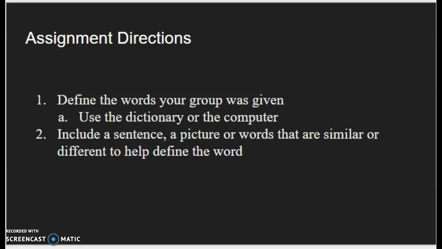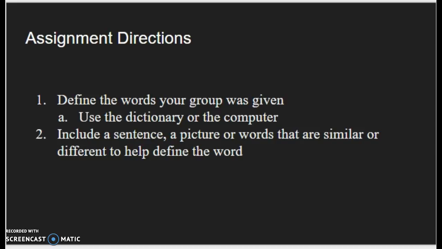And how we are going to do this is use big poster board paper, and as a group, you're either going to look in a dictionary or computer for the definition of the word. It doesn't have to be anything long, just a quick definition that sums up what the word means. And then you're going to include a sentence, a picture, if a picture can be used for that word, as well as a synonym or antonym. So words that are either similar to your assigned word or words that are different that help you understand what that word means.